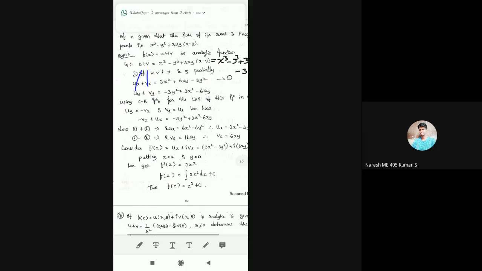So we got two equations. Now the main thing is how to find f of z.